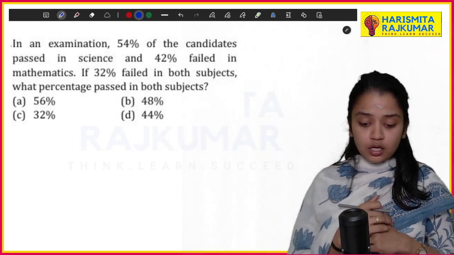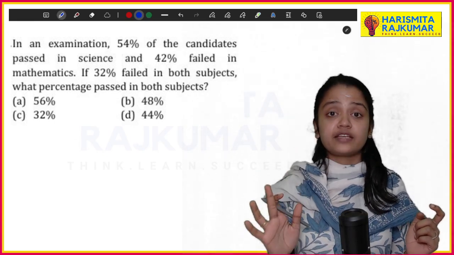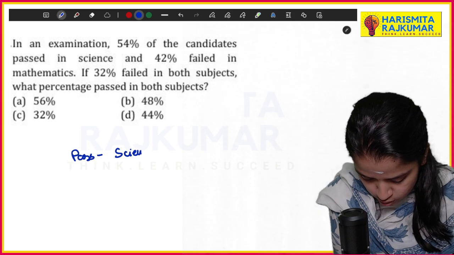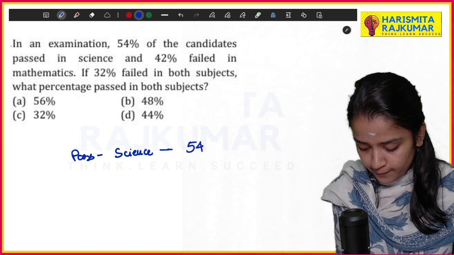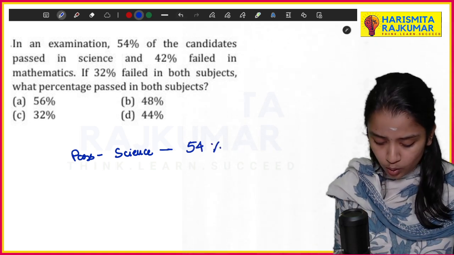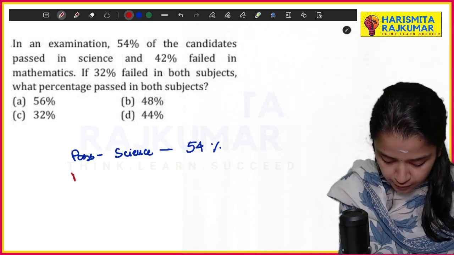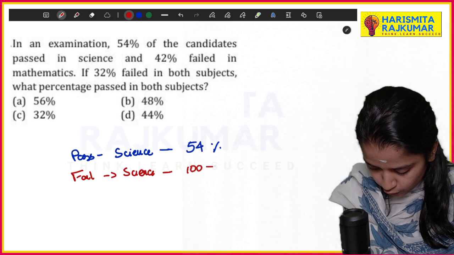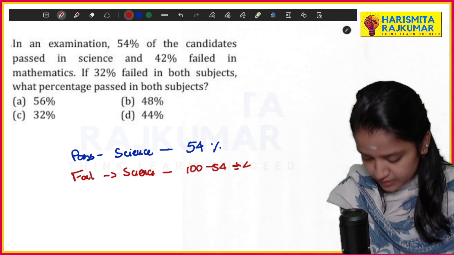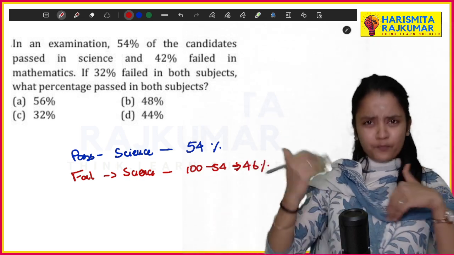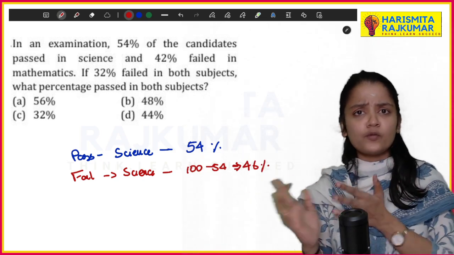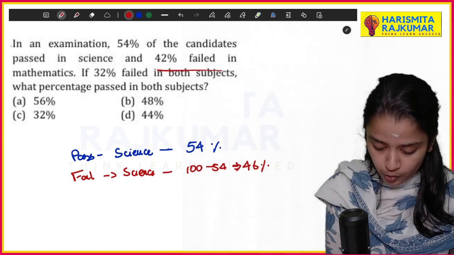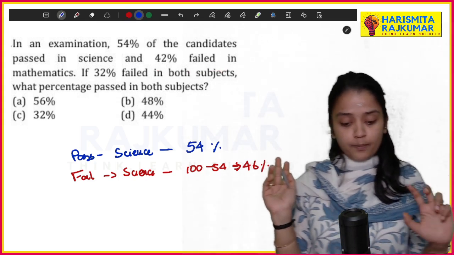In an examination, what are they saying? 54% of the candidates passed in science. So what is the pass percentage of science? It is 54%, right? Then fail in science will be 100 minus 54, which you'll get as 46%. I hope you understood. If pass is given, then if you subtract it from 100, you will get the fail percentage. Now 42% failed in mathematics.